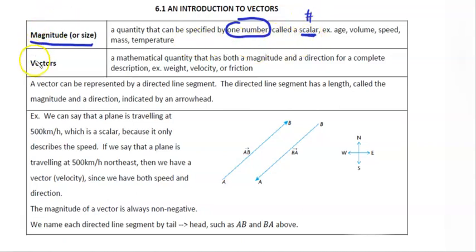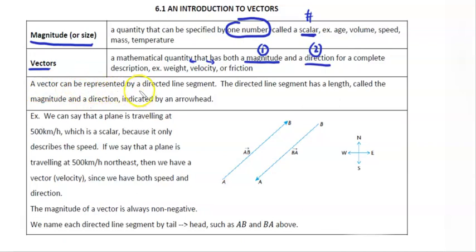Now, a vector is a mathematical quantity that has two things. So it has both magnitude, so it has a number, and it has a direction, for a complete description. So weight, because weight has to do with gravity, velocity, what way you're going. Are you going to the left, to the right, east, west, or friction? And again, gravity.